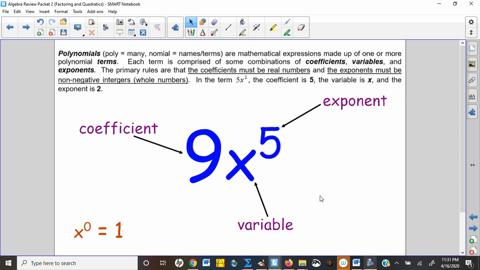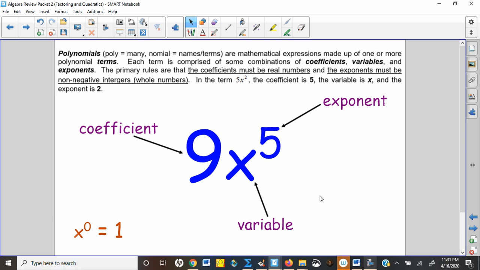So polynomials. Poly meaning many. Nomials are like names, terms, from the Latin. And so we have many-termed mathematical creatures. Now the terms, though, can't be just any math things. They do have to contain variables being raised to integer exponents, basically.